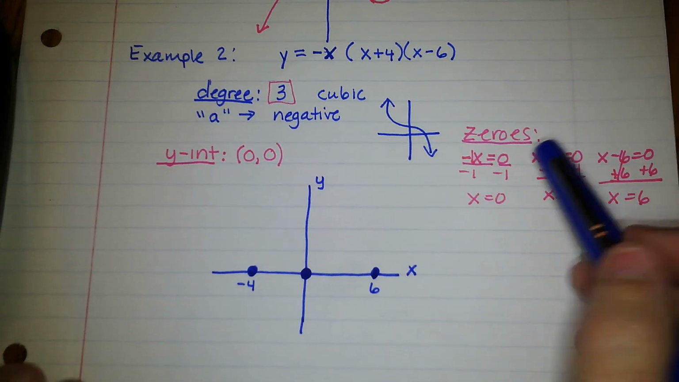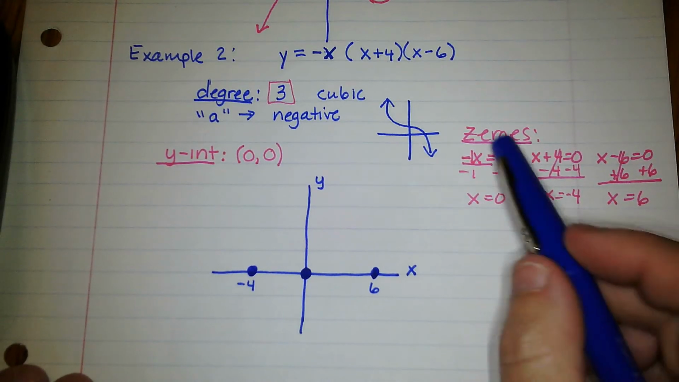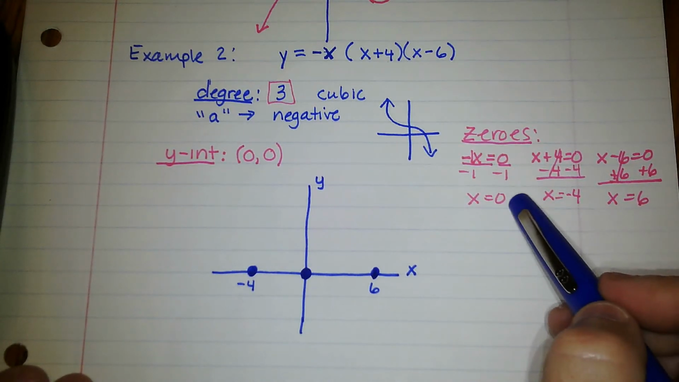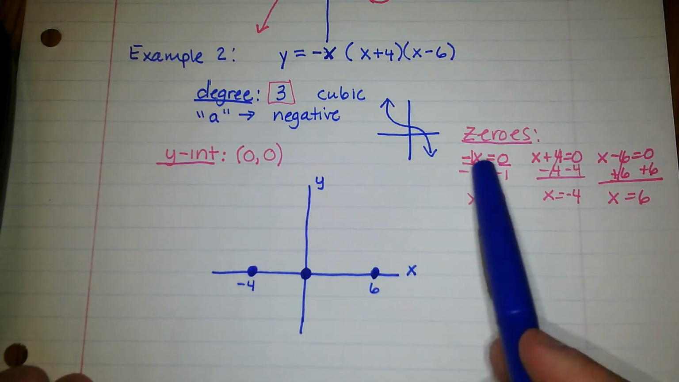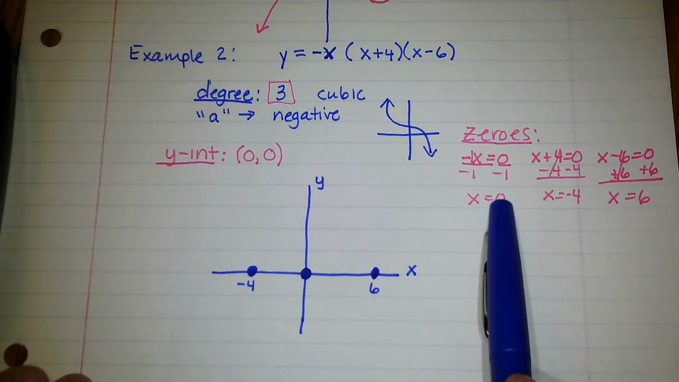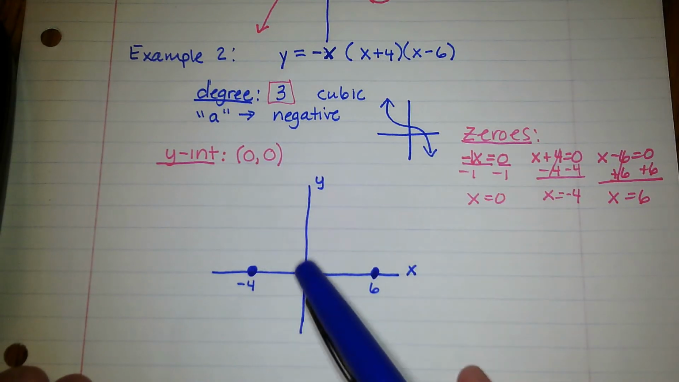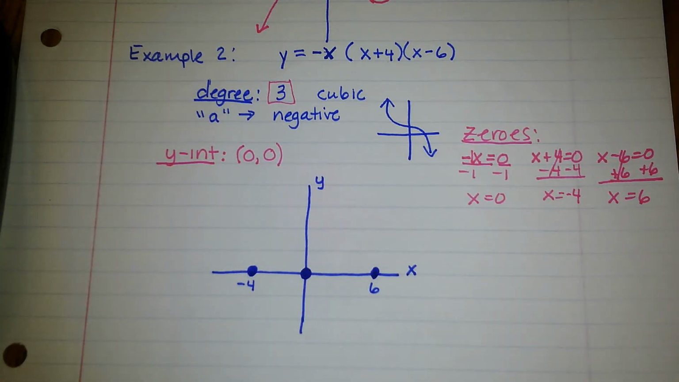And if you ever find that you have x equals 0 as a zero, you automatically have your y-intercept at 0, 0. So if you kind of miss it here, you'll catch it here. Because if x is 0, y has to be 0. That's the only spot that happens.